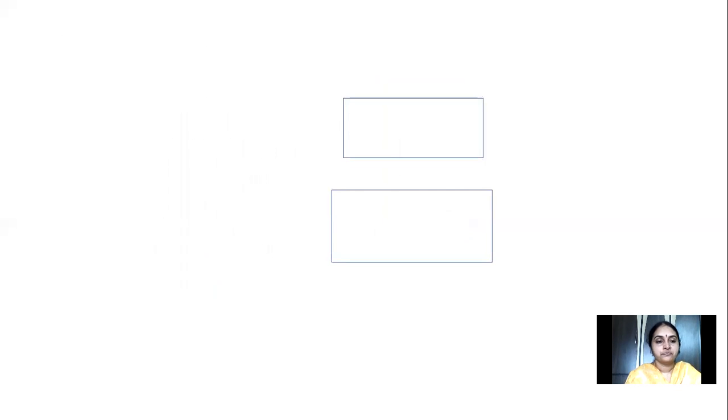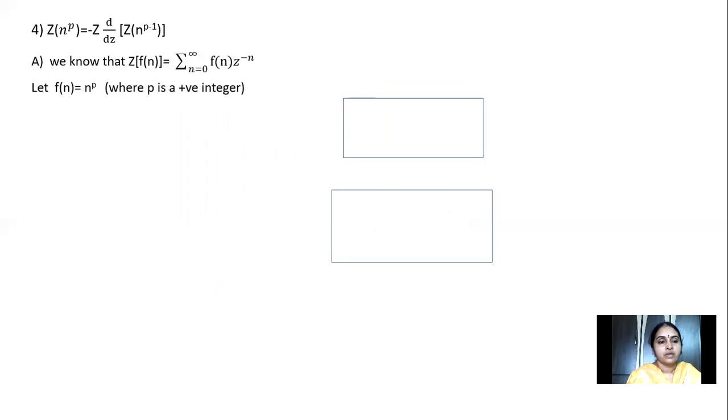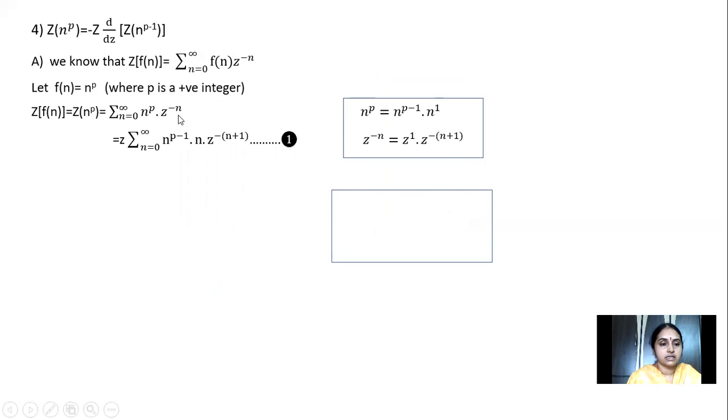Next one, Z of n power p equal to minus z into d by dz of Z of n power p minus 1. We know that Z of f of n, the same formula we are applying now. f of n equal to n power p, where p is a positive integer. Then you substitute Z of f of n equal to Z of n power p, sigma n equal to 0 to infinity, in place of f of n put n power p into z power minus n.